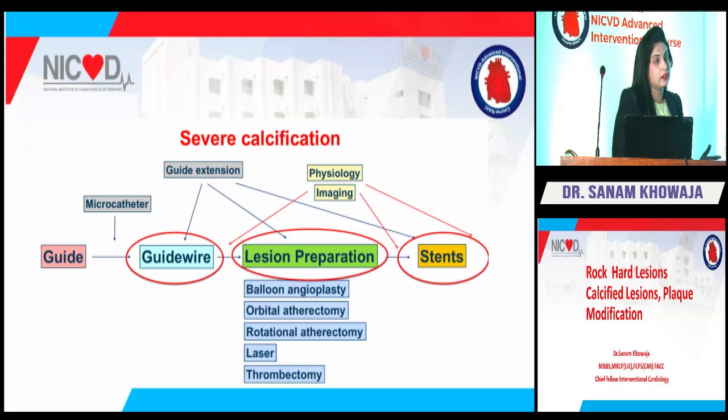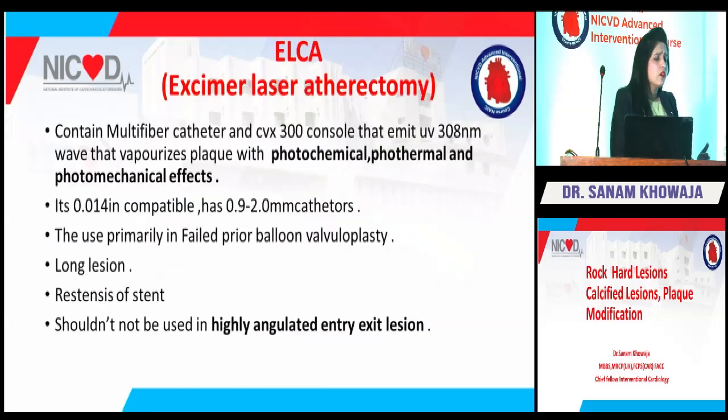We take a guide catheter. Then if we are unable to deliver, we could take the microcatheter. We use guide extension. And then on lesion preparation, we talked about what we can do, like balloon angioplasty and then orbital atherectomy. So now I will just talk about two modalities which are important and peculiar to mention here.